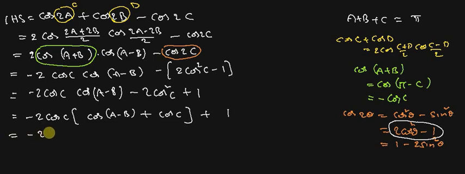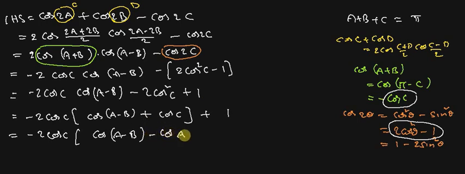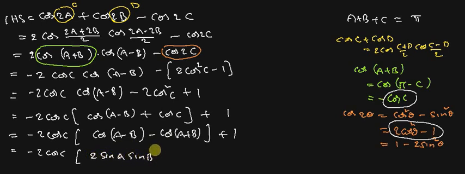So minus 2 cos c of cos of a minus b, and cos c. Look here, for cos c you can write minus cos of a plus b. So minus cos of a plus b, plus 1. So minus 2 cos c, and what is the result of this? 2 sin a sin b, right? 2 sin a sin b plus 1.